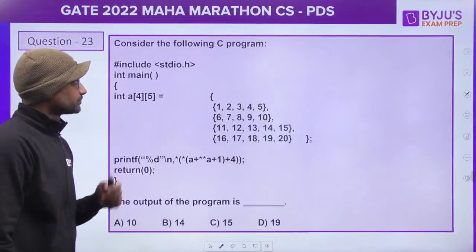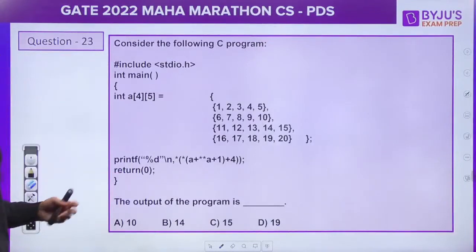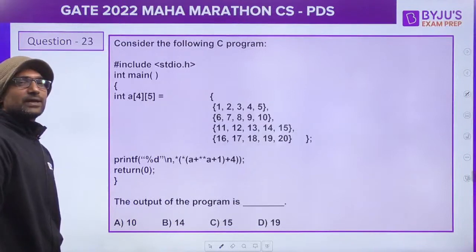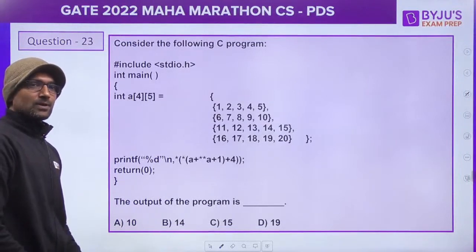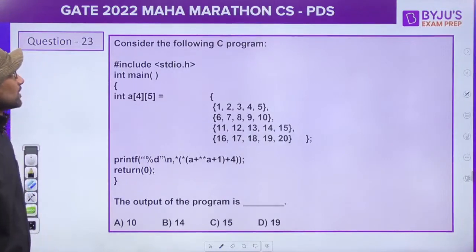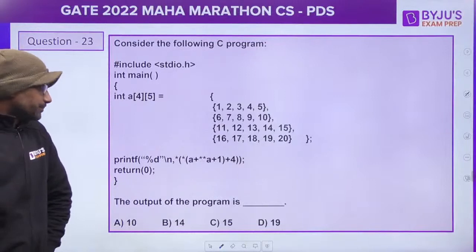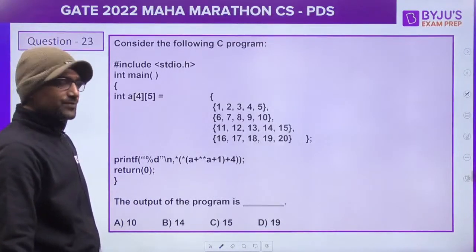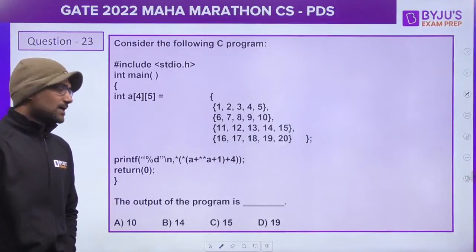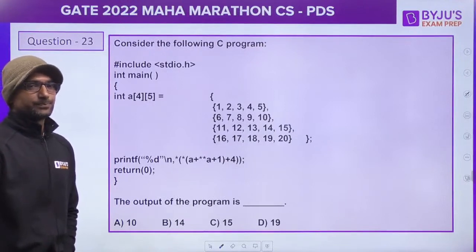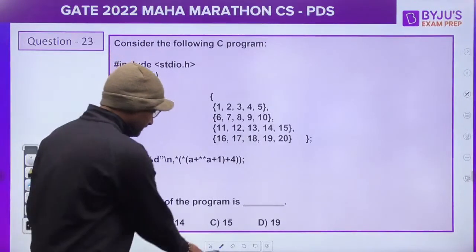Next, it's a GATE 2020 question, I think, 2020 or 2019 GATE question. This is pretty popular. Consider the following C program. Print *(a plus *(a plus 1)) plus 4. Quickly do this.